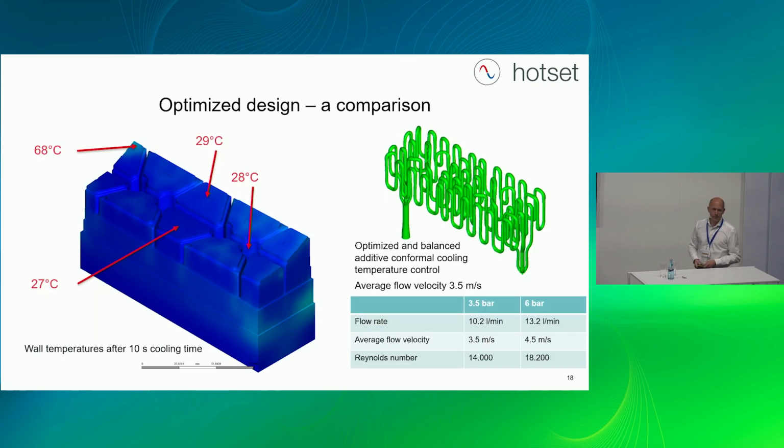Here we see the temperatures after 10 seconds of cooling. You remember in the first example, we reached a much higher temperature in the corner. Here we actually have 68 degrees to 27 degrees, roughly 40 Kelvin delta T, which means your plastic part is homogeneously cooled after the cooling time, and we are reducing the stress inside of our parts.